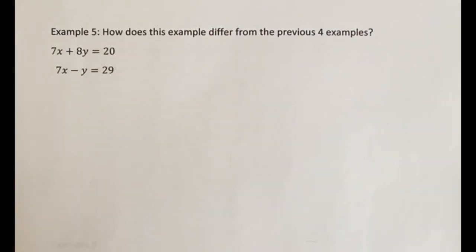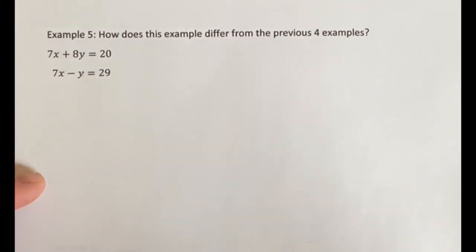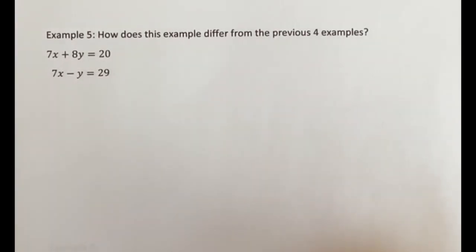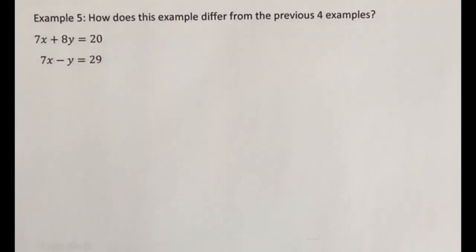So now I want you to take a second and look at example 5. How does example 5 differ from the previous examples? So they're both in standard form, and when you look, are the x's the same? Yeah, but are they different signs? No. So since they're not different signs, what we're going to have to do is we need to make them different signs. What can I multiply a 7 by to get it to become a negative 7?